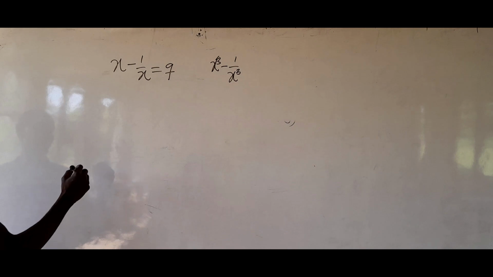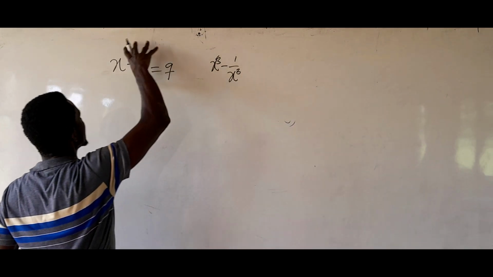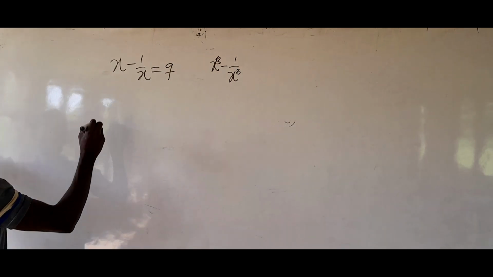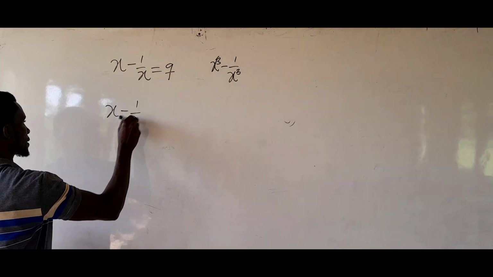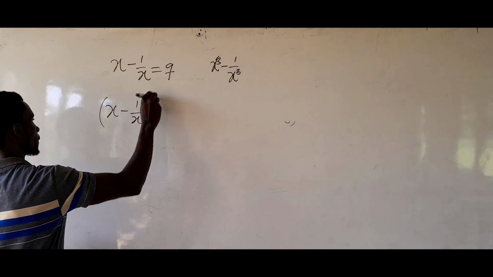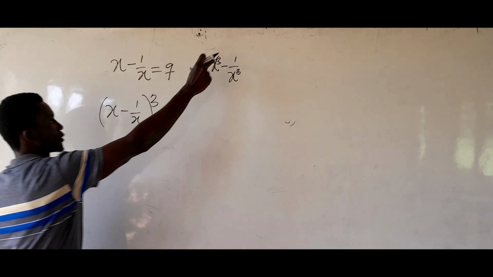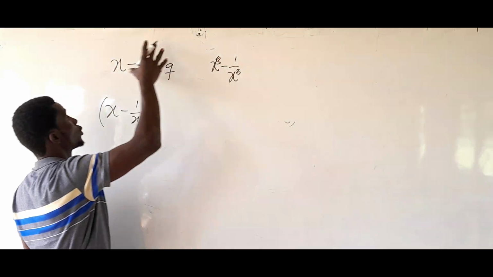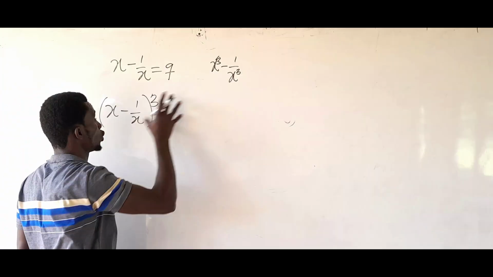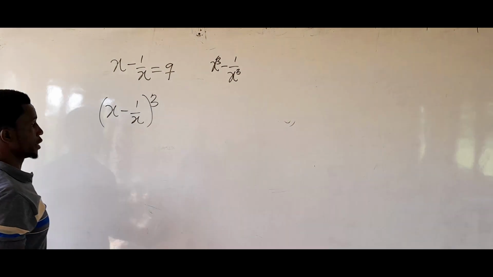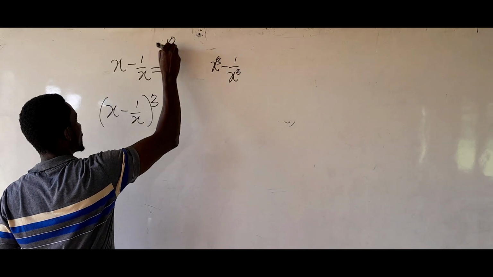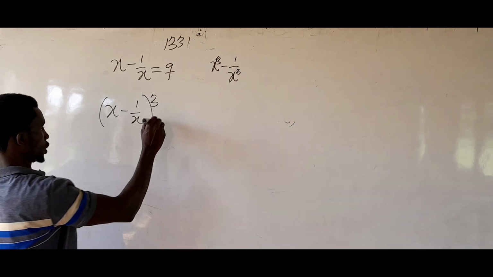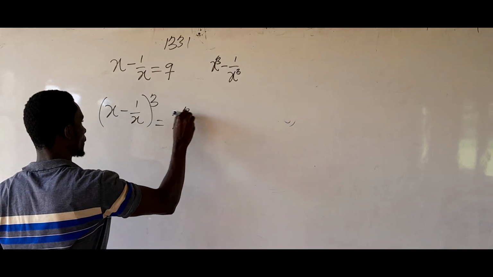In this case, this one is in this. So you write x minus 1 over x all cubed, because this one is cube. If it were to be square, x squared minus 1 over x squared, we would have squared this. But this one is cube, so we cube this. And you know the coefficients here are 1, 3, 3, 1, using Pascal's triangle.